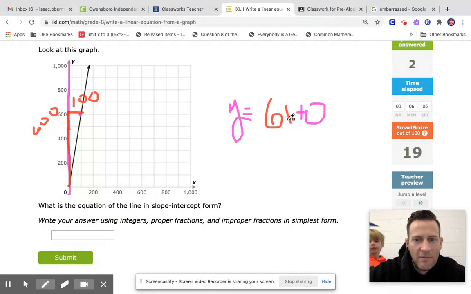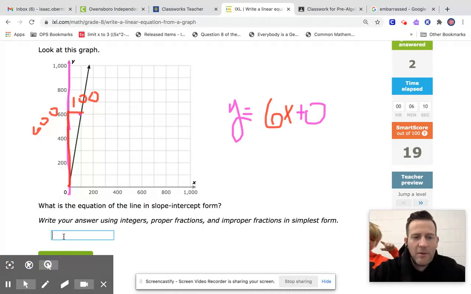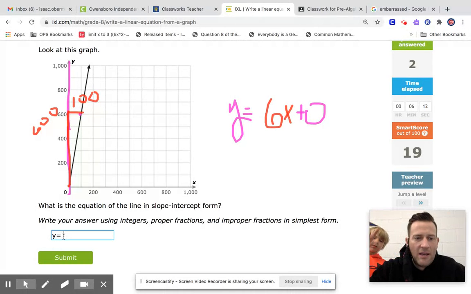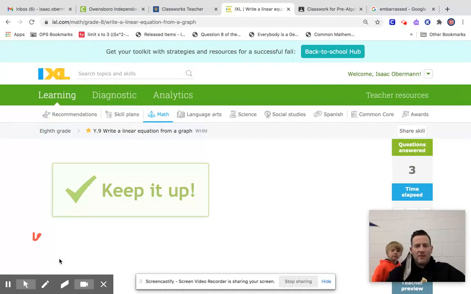I can put it right into my Desmos calculator, and there it is. So that's what I'm going to type in: y equals, and I can put 6x. I can put plus 0 if I want to. It doesn't matter. They both work, and there you go.